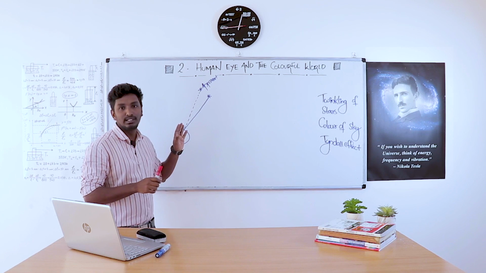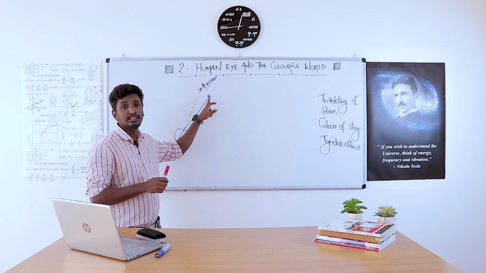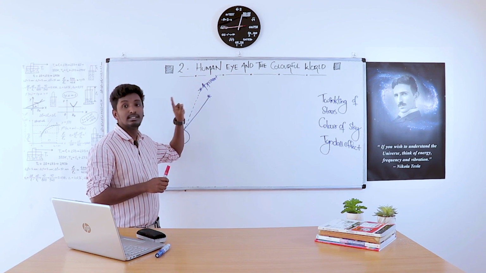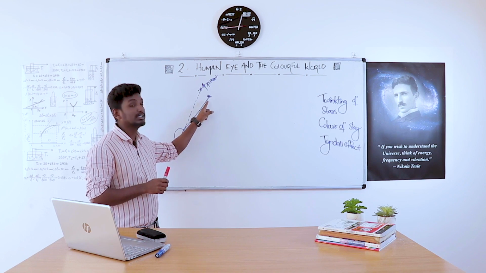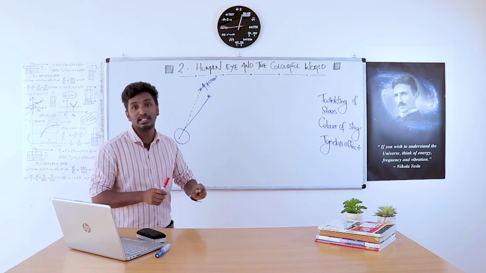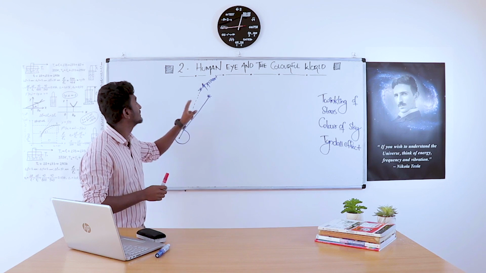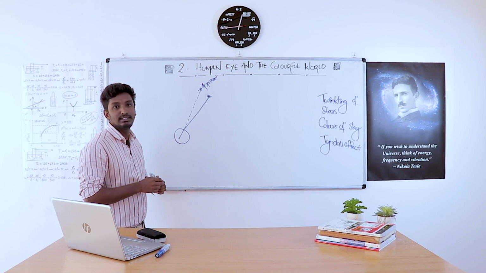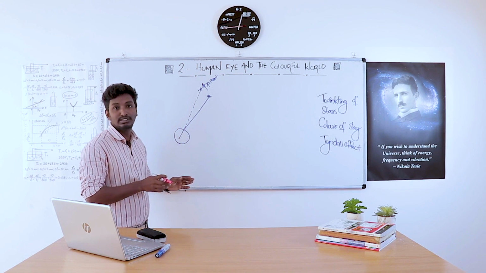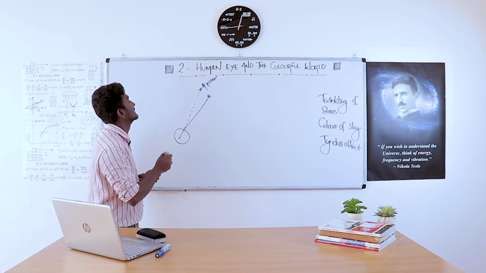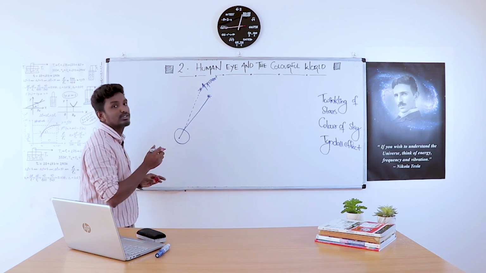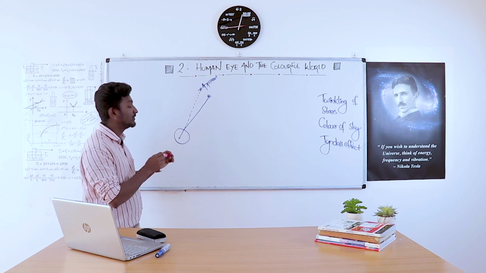Actually, it is not twinkling. These stars are at a large distance from the Earth, so we see them as minute objects. These minute objects changing their apparent position are seen as twinkling of stars.